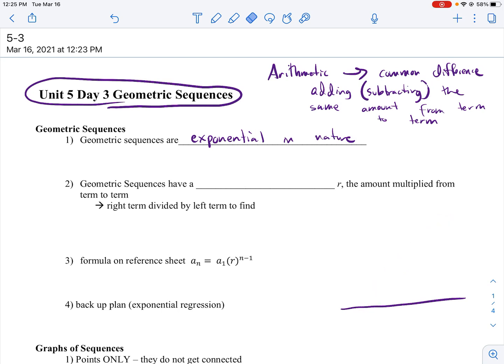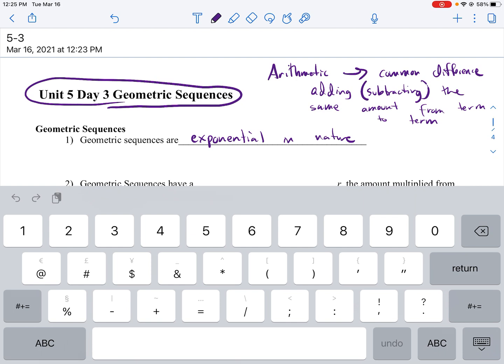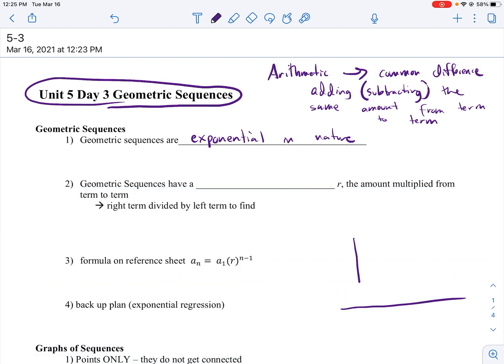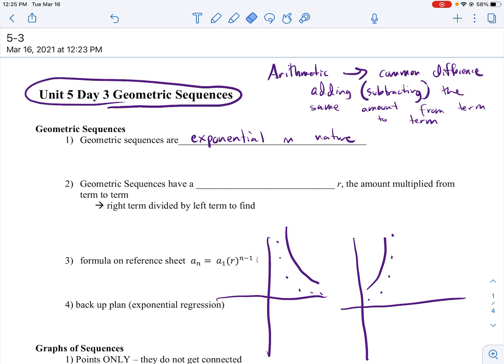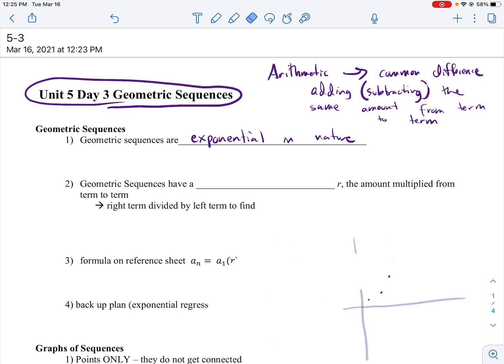Okay? And so exponentials look more like this, or maybe they look more like this, okay? And again, very similar to that exponential curve, except again, we aren't connecting the dots. So these geometric sequences look more like exponential equations.